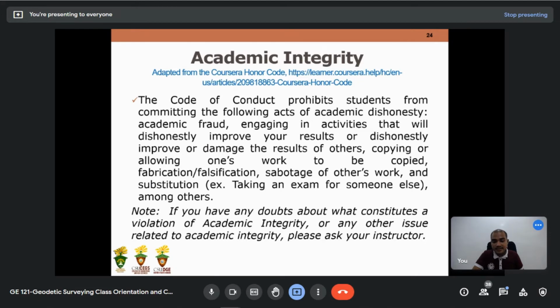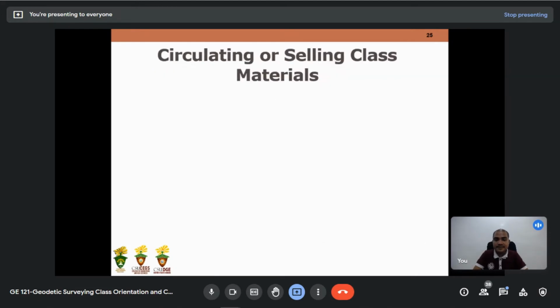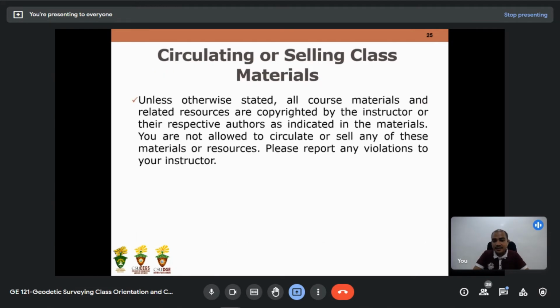Next is circulating or selling class materials. Unless otherwise stated, all the course materials and related resources are copyrighted by your instructor. Every lecture material has a copyright notice.